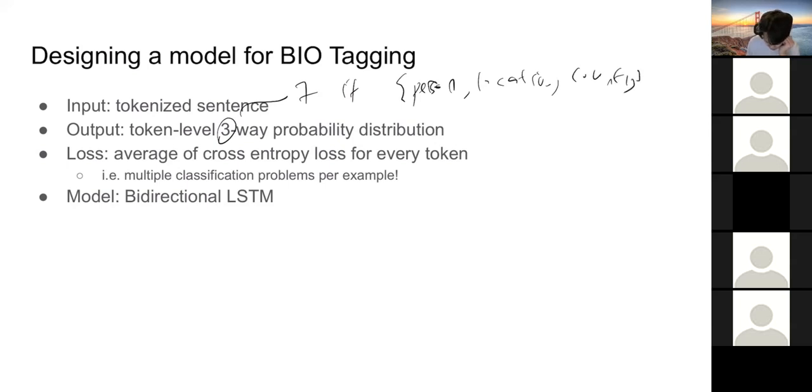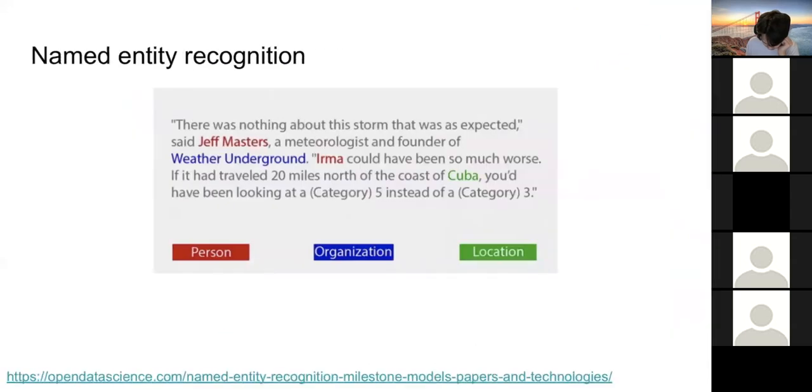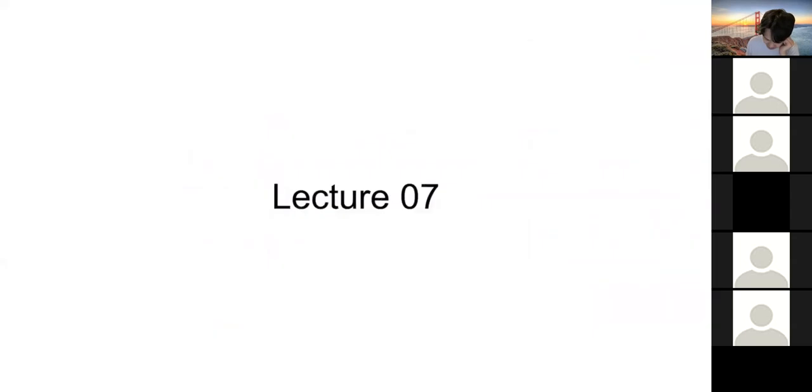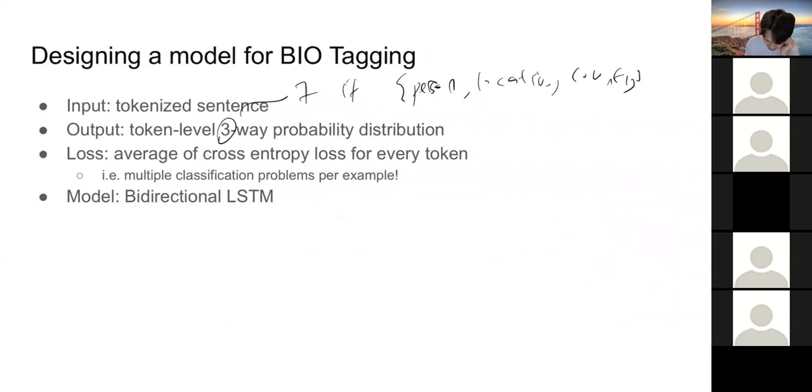Wait, I think it was location and country. Wait, what was it? My bad. Yeah, organization. Okay, country is location too. Yeah. And that's usually what people use. Of course, you can have more classes, right? You can have different kinds of people too. Maybe you can have a person who is a politician, who is more of a comedian, other kinds of person. So it's just the most basic way of classifying named entities.